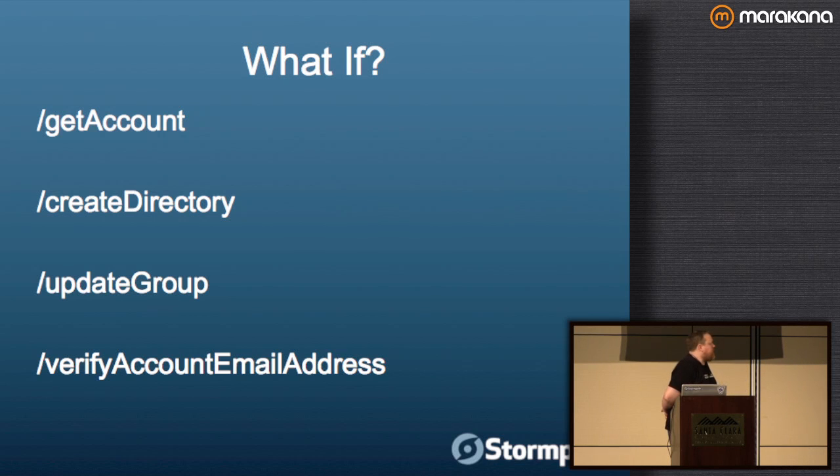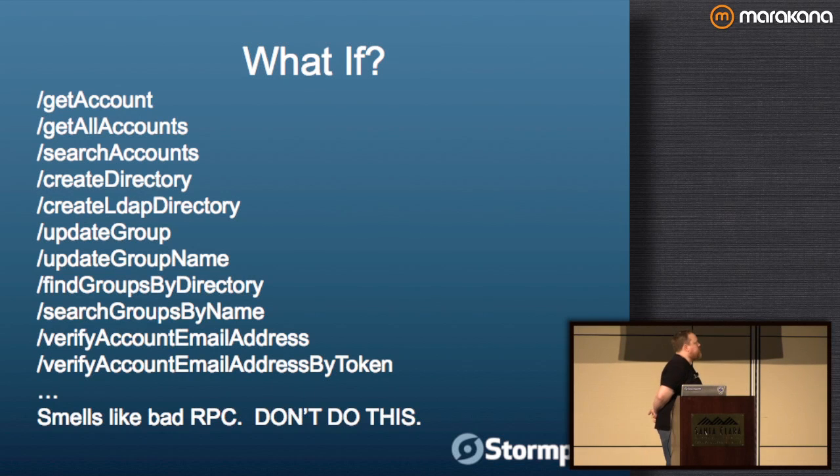But the problem is that as behavior starts to accumulate, you might end up with this, or much, much worse. Maybe if I had URLs to get all accounts, or update a group's name, or search groups by name, or verify whatever. The point is that as behavior changes, or as you add new features, the number of endpoints that you would have to support will explode if you use a pattern like this. This smells like the old, bad RPC from the late 90s. Don't do this. This is not a good idea. Don't include this stuff in your API. There is a cleaner way. And so we'll talk about what that is.